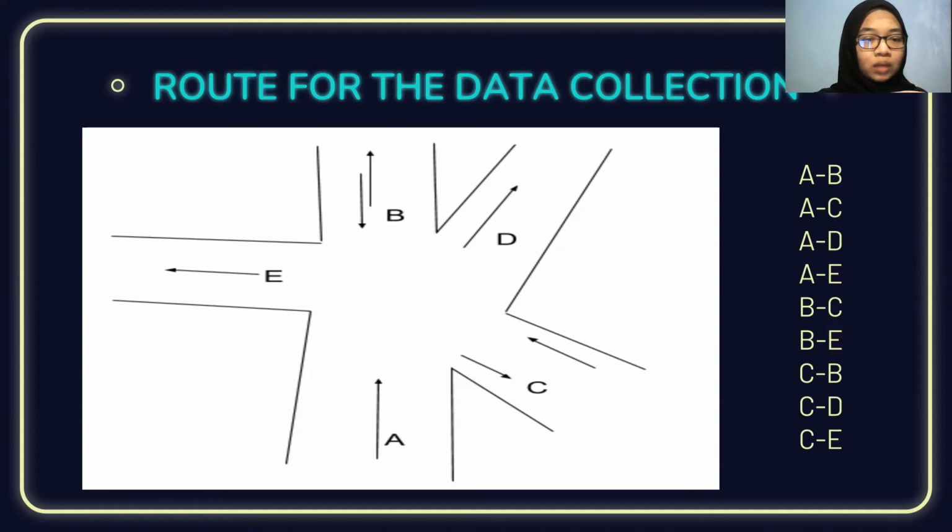And we have also identified 9 routes at the intersection, which are AB, AC, AD, AE, BC, BE, CB, CD, and CE. Next, the number of vehicles on each route are counted and classified by their type, which are passenger car, motorcycles, light van, medium lorries, and bus.